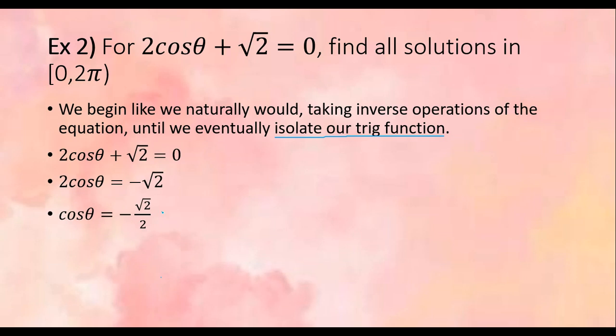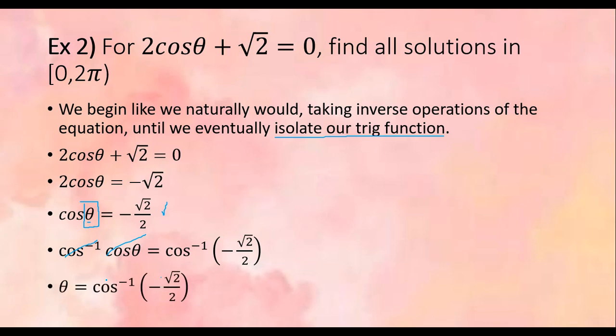I have isolated it, but I also need to find a specific value of theta. So I'm going to take my inverse cosine function of both sides. The only way I can get theta alone is if I use an inverse trig function to get rid of the trig function. You know what I mean? So inverse cosine times cosine theta is equal to inverse cosine of negative radical 2 over 2. Remember, whatever we do to the left-hand side, we absolutely have to do to the right. Those two guys cancel out, leaving us with just theta is equal to inverse cosine of negative radical 2 over 2.